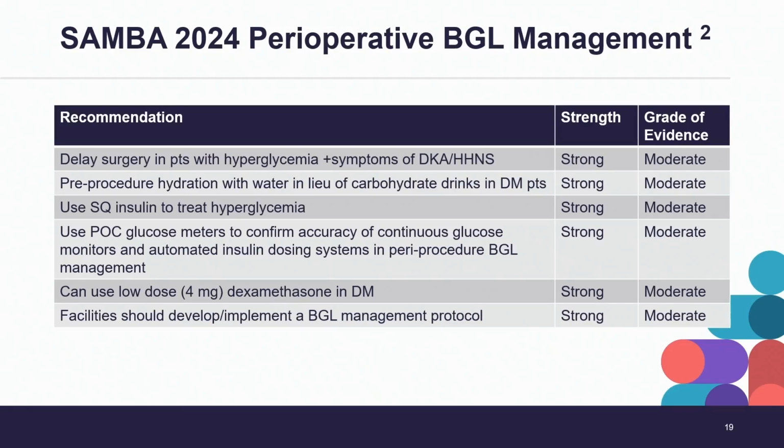And then a question I get asked a lot by residents is, can they get Decadron in diabetics? And the correct answer is yes, they can. Lower dosage is recommended. The 4 milligrams is fine in diabetics. And then all hospitals should have a blood glucose management protocol with how they treat hyperglycemia and hypoglycemia.